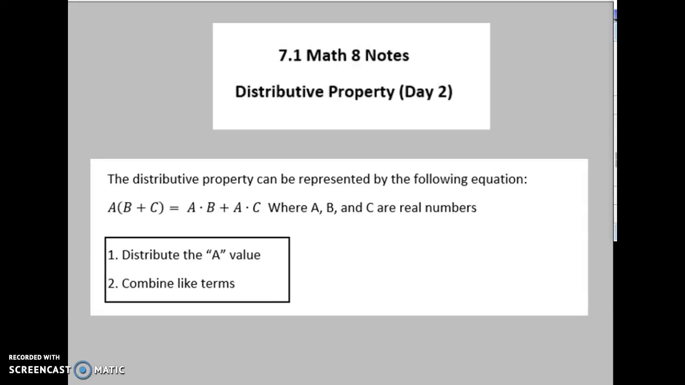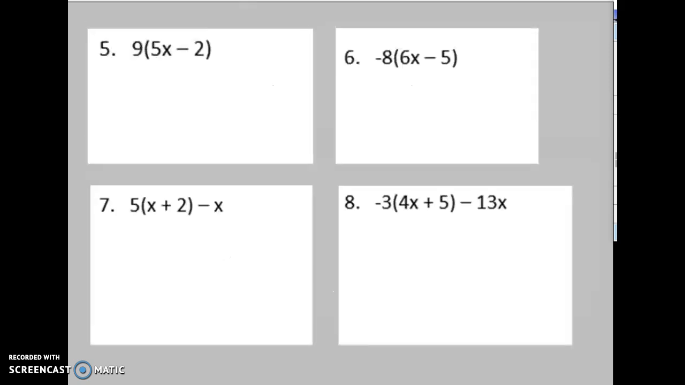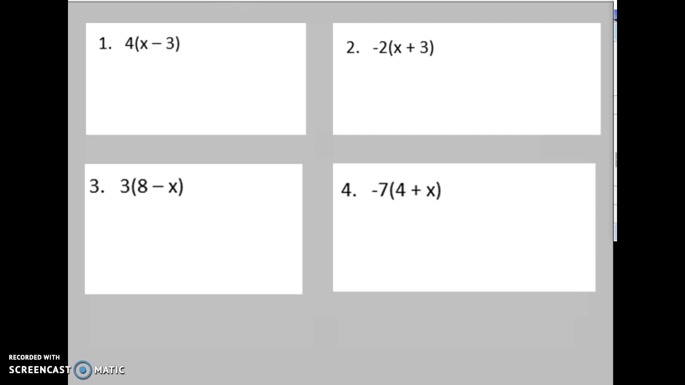Today we're going to focus on how to use this distributive property within an expression. One thing that you're going to see is part of the problem inside of parentheses, and that's where we have to use distributive property. So what exactly is distributive property?